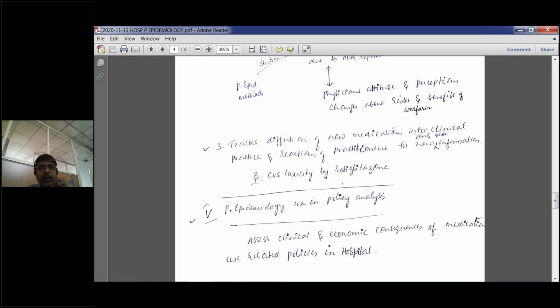Good morning, students. We are going to continue the hospital pharmacoepidemiology chapter. Earlier we have seen the applications of pharmacoepidemiology in the drug approval process, and its use in tracking the new medications and utilization of the prescription pattern of the drugs. Today, we are going to understand its use in policy analysis.